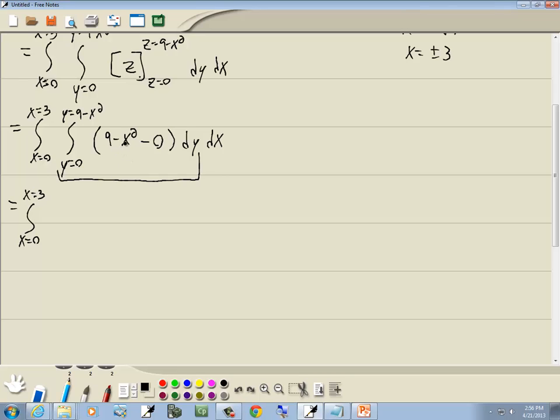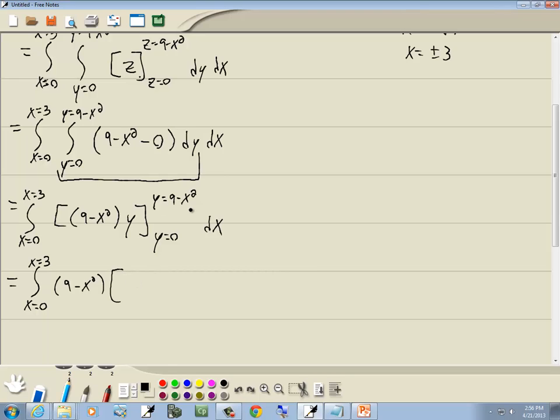Now, if you notice something here, 9 minus x squared, there's no y's in here, is there? This is like a constant. So remember, if that's our constant portion, 9 minus x squared, then we just put a y beside it, from y is equal to 0 to y is equal to 9 minus x squared, dx. So x is equal to 0 to x is equal to 3, and I'll put the 9 minus x squared in front of the bracket. And then we're going to have y left inside the bracket. And we'll plug these in. So plug in 9 minus x squared for the y, minus, and I'll put 0 in for the y, dx.